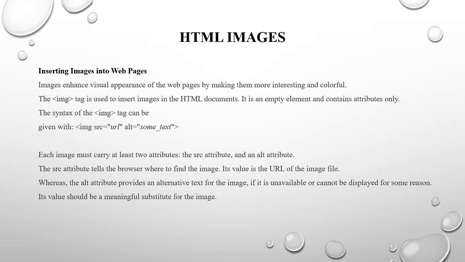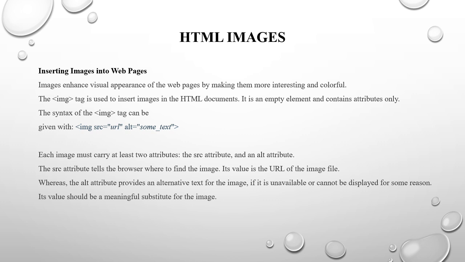The syntax for the IMG tag: you have the IMG tag, the SRC, which is the attribute, and the value is the URL, the uniform resource locator, where the image is located. If the image is in a folder, you put the name of the folder first, then slash, then the image name. Then the alternative, that's the ALT.